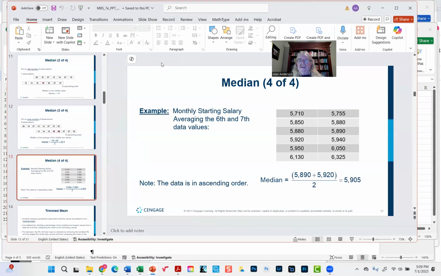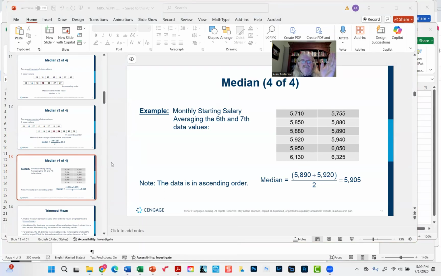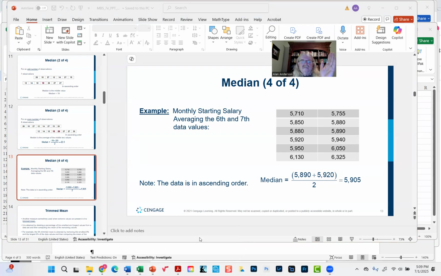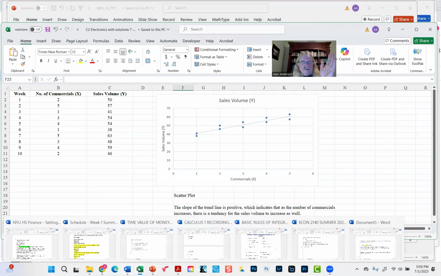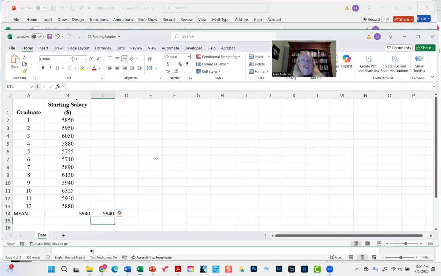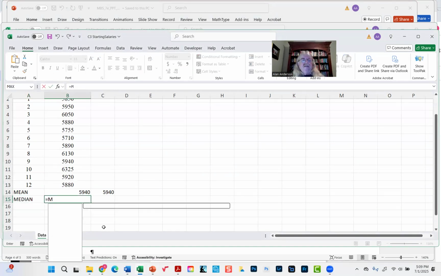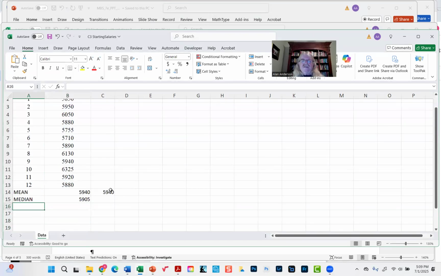Okay, now we can go ahead and calculate the median. Now in Excel, we don't have to bother averaging out or sorting the data. It can take care of it for us. In other words, let's go back to our starting salaries. And I don't know why it's refusing to open. There we go. And the formula is literally median. Select all the numbers you have in your sample. And it is indeed 5905.